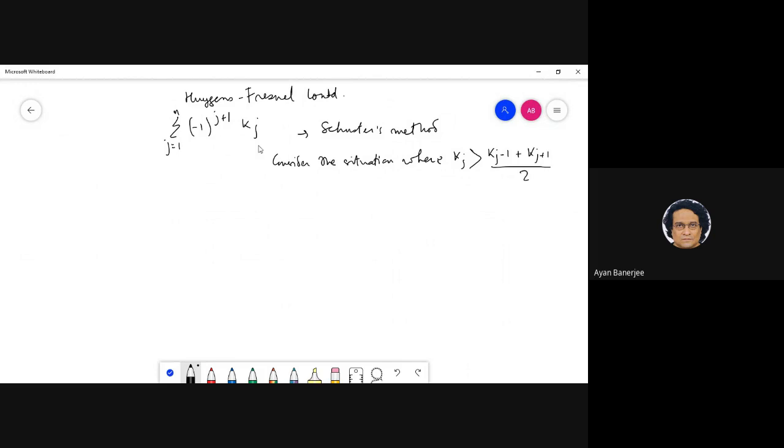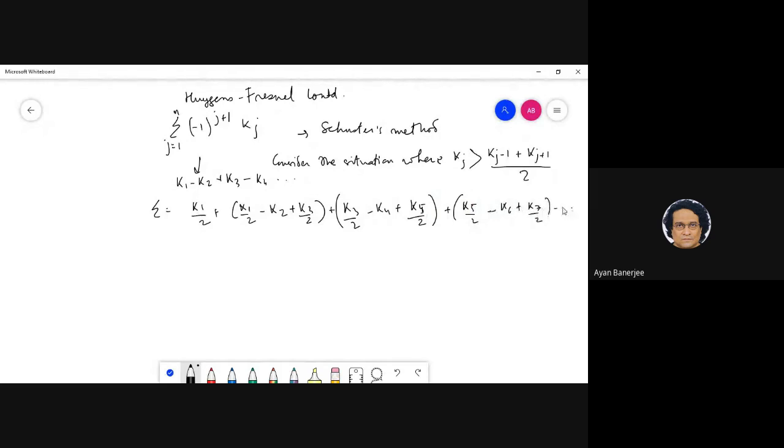So if I take this situation, I can write down this sum, which was k1 minus k2 plus k3 minus k4 and so on, first in this kind of a manner: k1 by 2, plus k1 by 2 minus k2 plus k3 by 2, plus k3 by 2 minus k4 plus k5 by 2, plus k5 by 2 minus k6 plus k7 by 2, like this. So what will be its last term when n is odd, if I write like this?